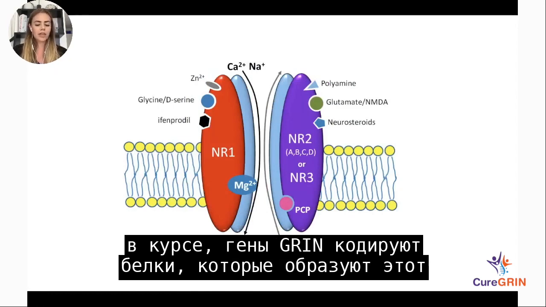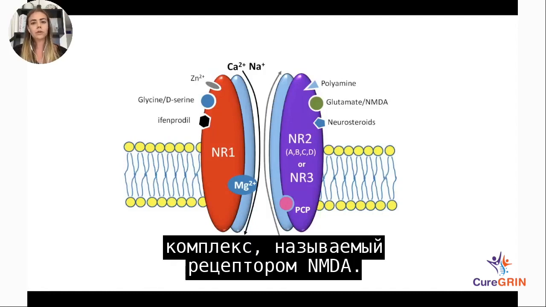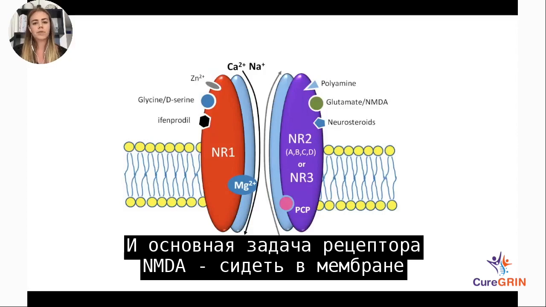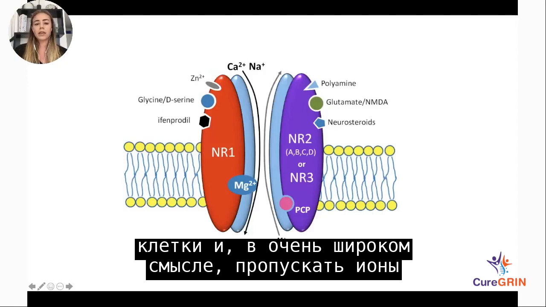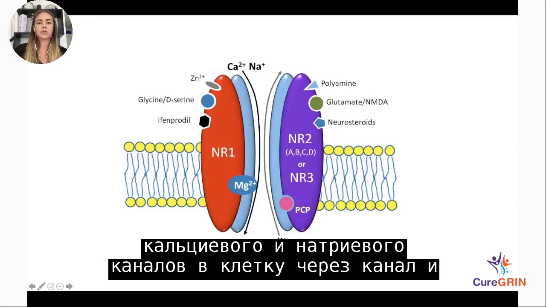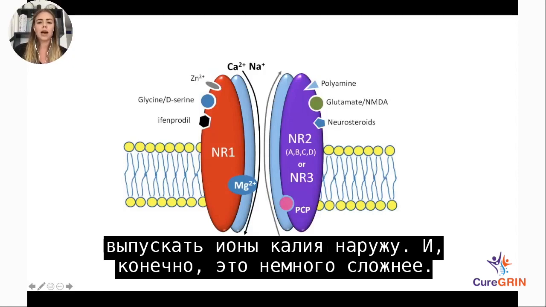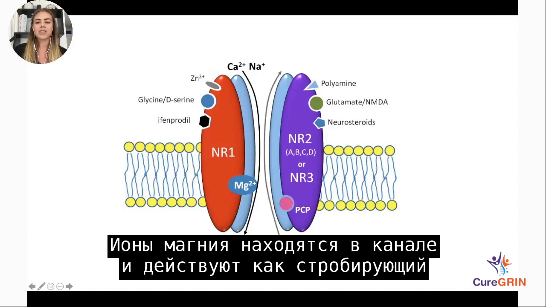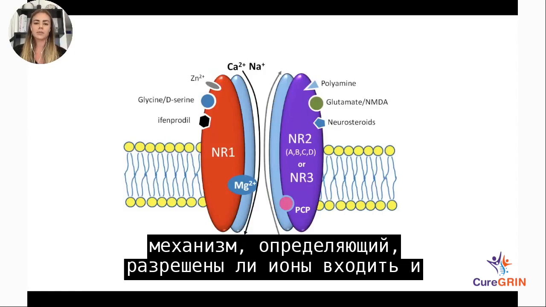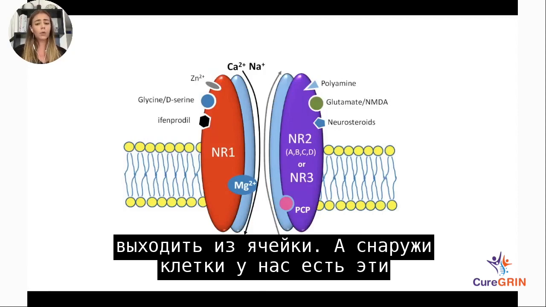If you're not aware, the GRIN genes encode for proteins that form this complex called the NMDA receptor. And the main job of the NMDA receptor is to sit in the membrane of cells and, very broadly speaking, let calcium and sodium ions into the cell via a channel and let potassium ions out. And of course, it's a little bit more complicated than that. A magnesium ion sits in the channel and acts as a gating mechanism to gate whether ions are allowed into and out of the cell or not.